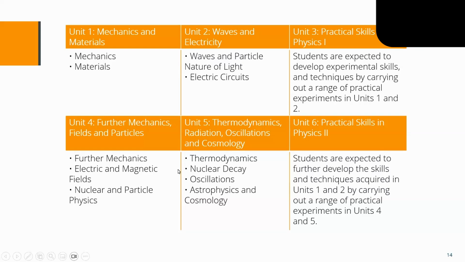it's as it says there, students are expected to develop experimental skills and techniques by carrying out a range of practical experiments in Units 1 and 2, and for Unit 6 in Units 4 and 5. And as was suggested earlier on, students are quite hampered if they only do the core practicals. They really need to have a range of practical experiences so that they get used to developing those experimental skills, devising some experiments of their own, and getting used to working scientifically, which is part of physics.